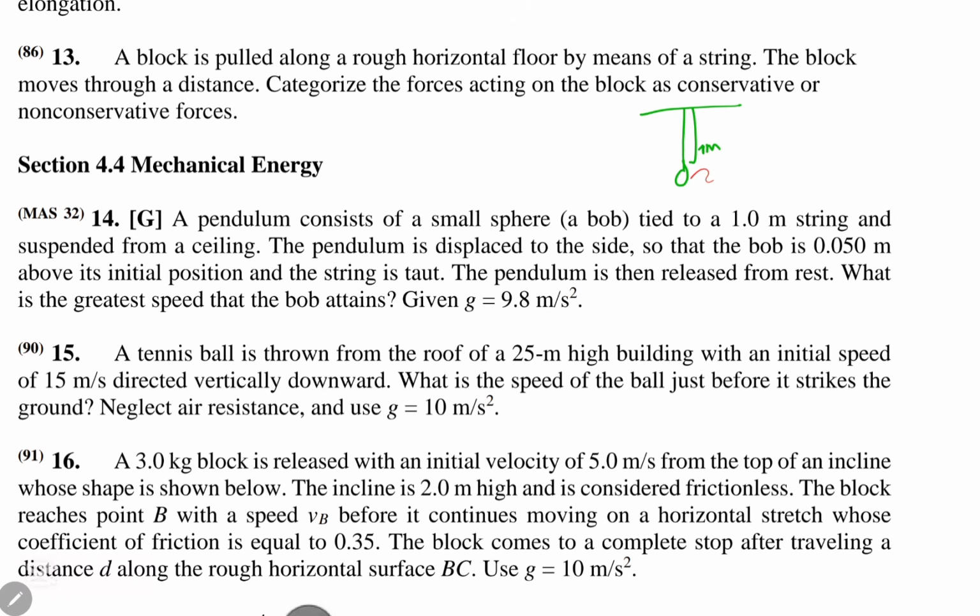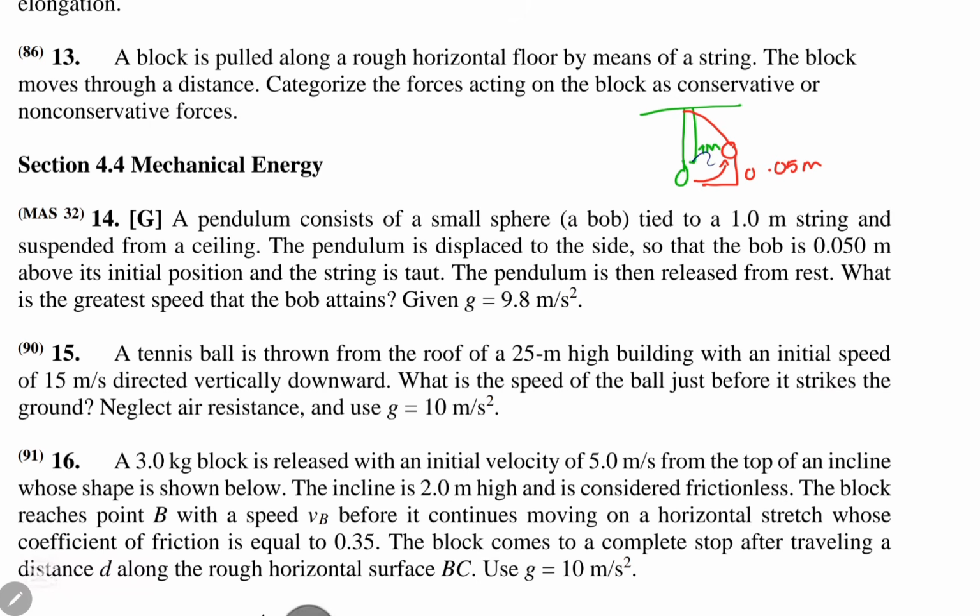Okay, so look what happens. The pendulum is displaced like this. So now, what's the height difference? It's 0.050 meters above its initial position. The pendulum is then released from rest. What is the greatest speed that the bob obtains?